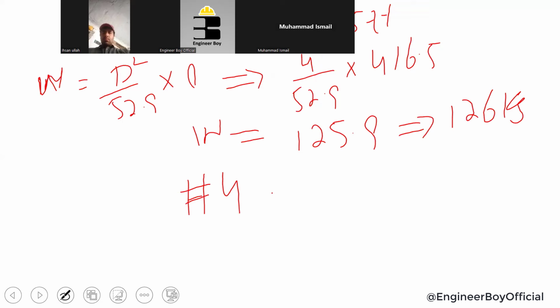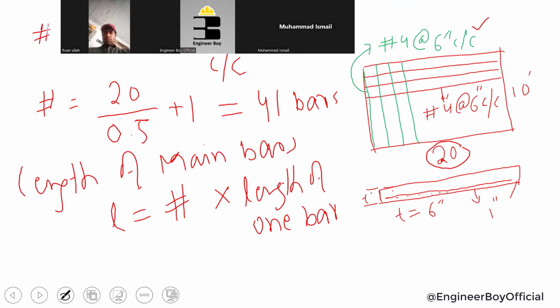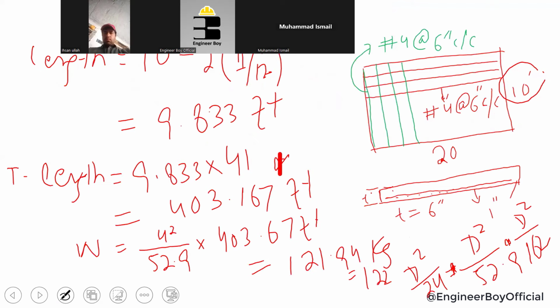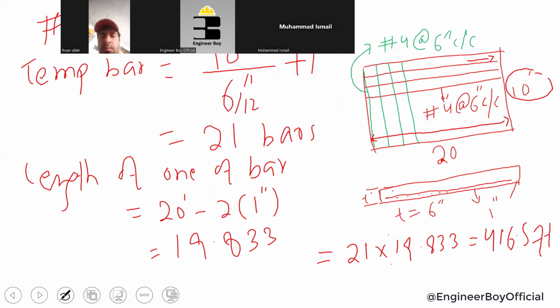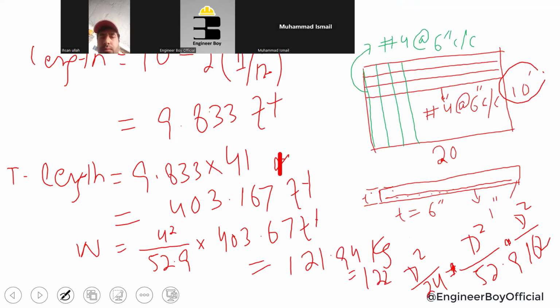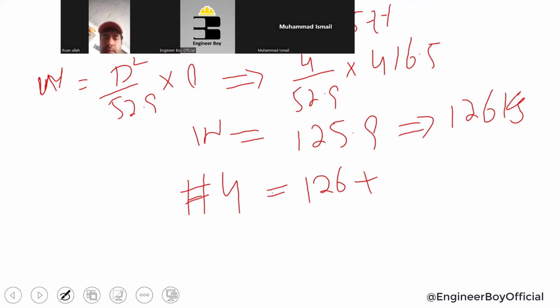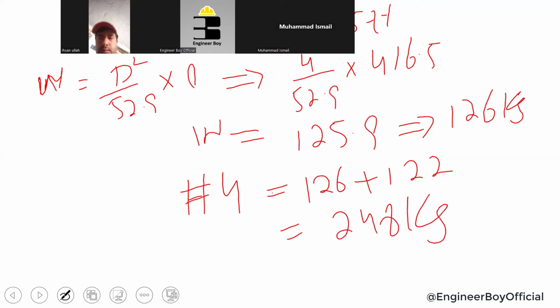It means that number 4 bar, we have to buy for the same slab is 126 plus the main bar's quantity. If you remember, what was the main bar quantity? If I'm not wrong, 121. Was it 121 or 122? It was 122, yes. So we have to buy 126 plus 122, and that should be 248 kgs. So this is the requirement for the same slab.